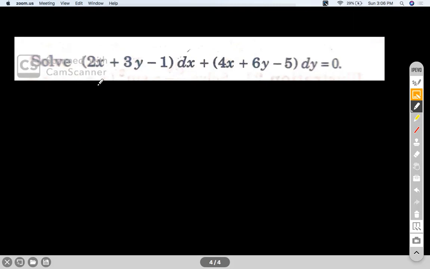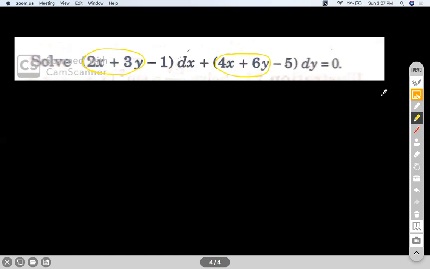I hope you all have tried this question now. Now let us discuss this. Before we solve this question, we have to make an observation over here that we have a 2x plus 3y term and 4x plus 6y term. We can clearly see that this term is exactly double of this, which actually indicates towards a substitution for you.